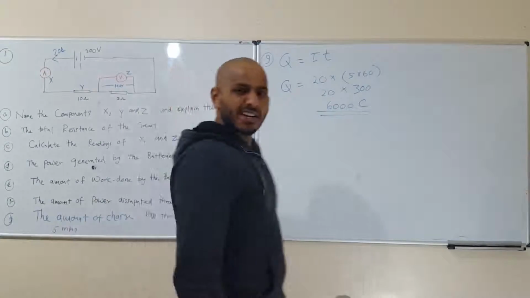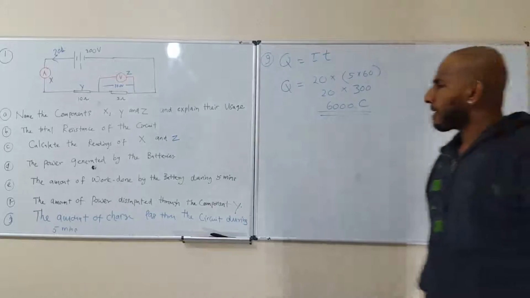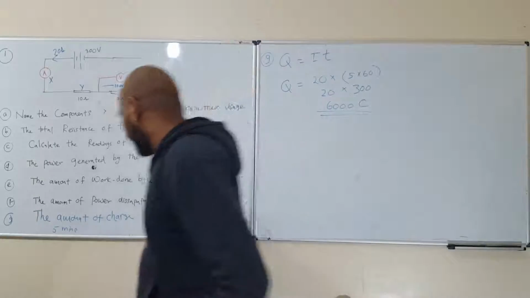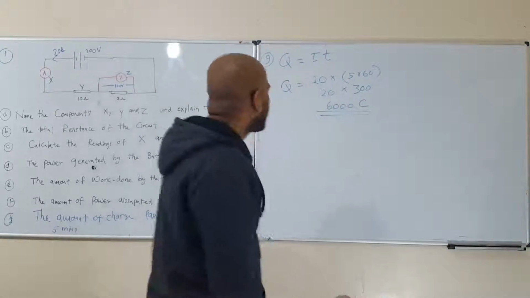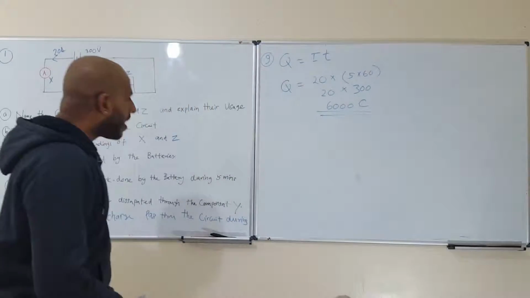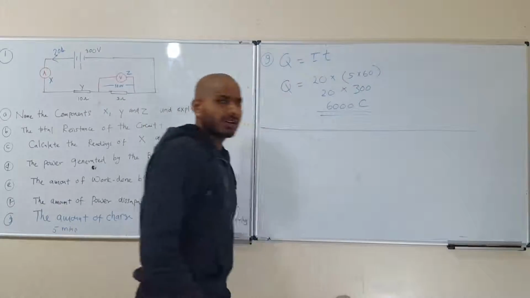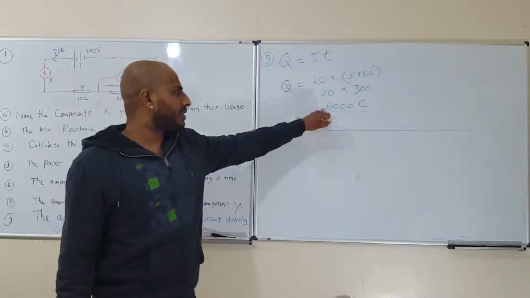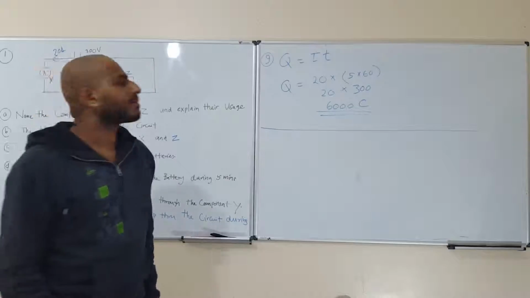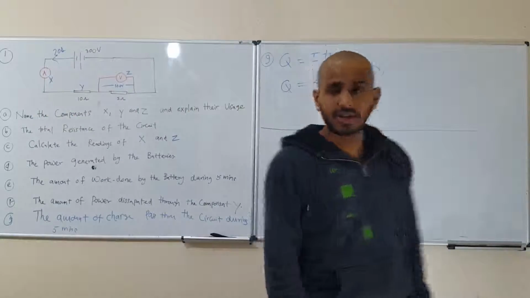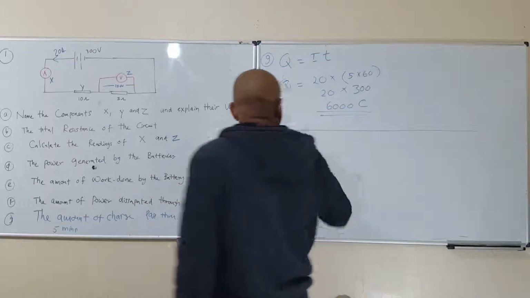If you want, we can add another little question for this. For example, somebody might ask the amount of electrons in this 6,000 coulombs. I think the other day we discussed a similar question in the class. So the amount of electrons in there.